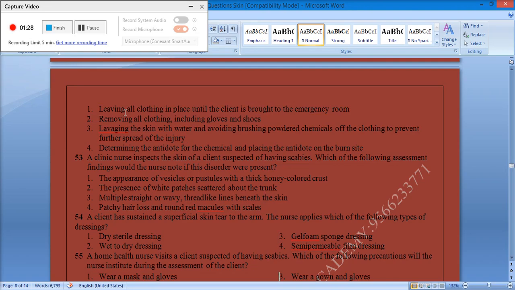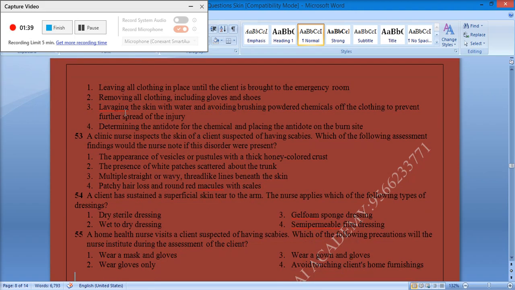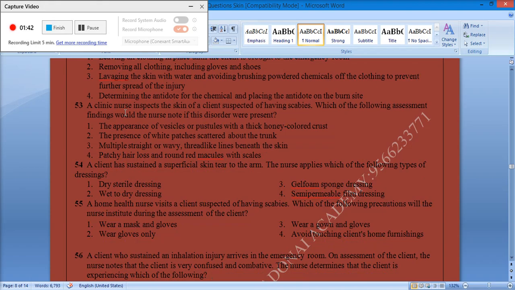53. A clinic nurse inspects the skin of a client suspected of having scabies. Which of the following assessment findings would the nurse note if this disorder were present? 1. The appearance of vesicles and pustules with a thick honey-colored crust. 2. The presence of white patches scattered about the trunk. 3. Multiple straight or wavy thread-like lines beneath the skin. 4. Patchy hair loss and round red macules with scales. The correct answer is 3. Multiple straight or wavy thread-like lines beneath the skin.